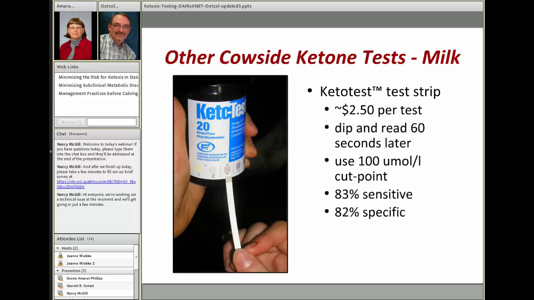There's another milk test. There's the Keto test strips. These are about $2.50 in the U.S. market. Price may be coming down some more on those. Here's a dip and read on a milk sample, but with 60 seconds later.